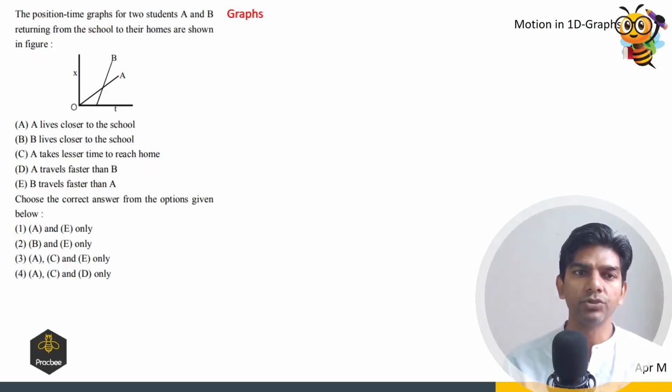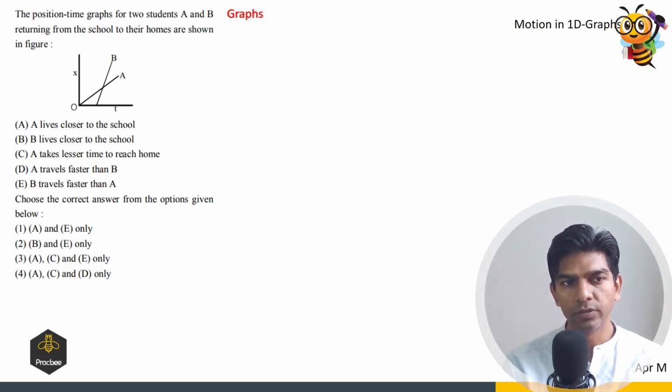Right, now let us see this question based on graphs. The position time graph for two students A and B returning from school to their homes are shown in the figure. Right, so if you look at the graph for A, this graph starts from the origin, and we can also see the displacement of A, and the time taken by A to reach home.